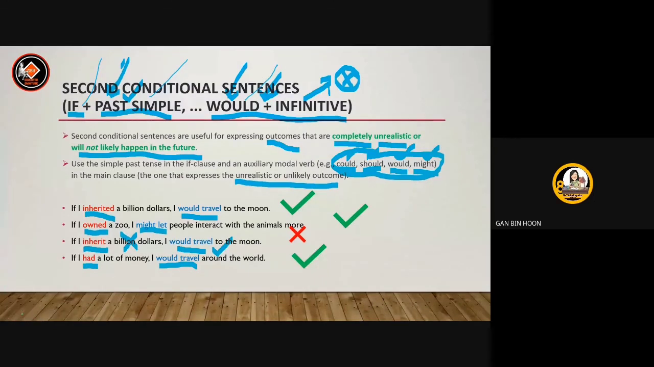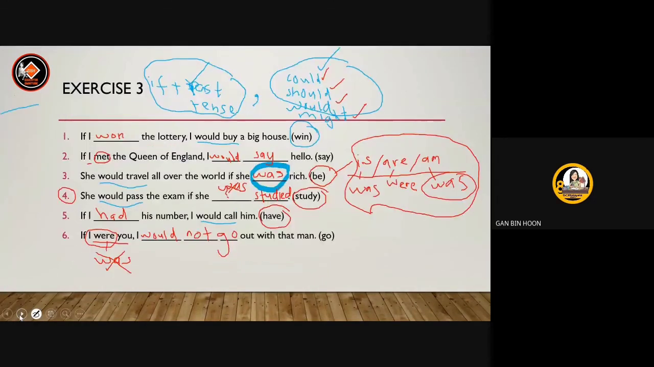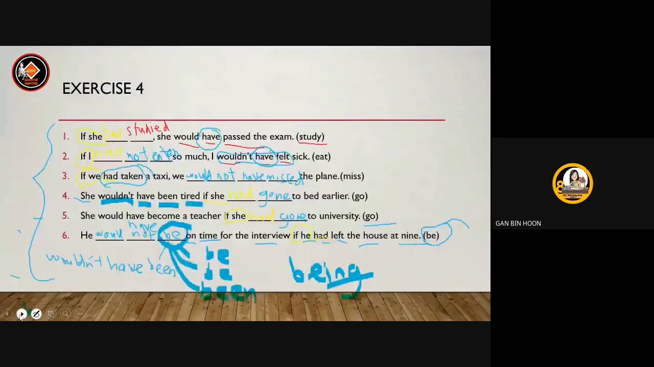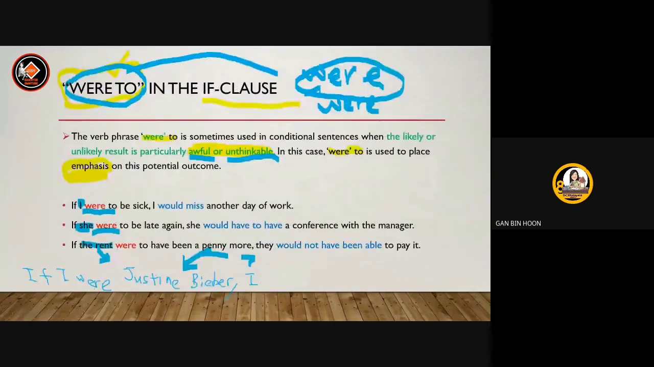Okay. Take out a pen and a paper and write. Then only you learn. If I were Justin Bieber. Betul tak were? Betul lah. Because past tense. Sekarang nak tulis would. Okay, I would. Or you can write would not. I would or I would not. Okay, so betul tak ayat saya?